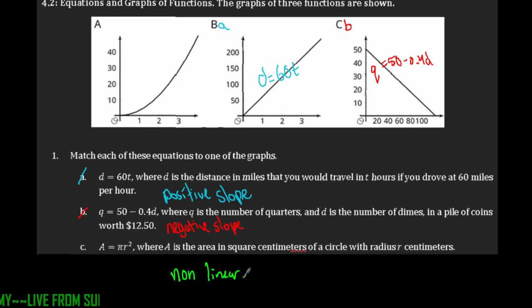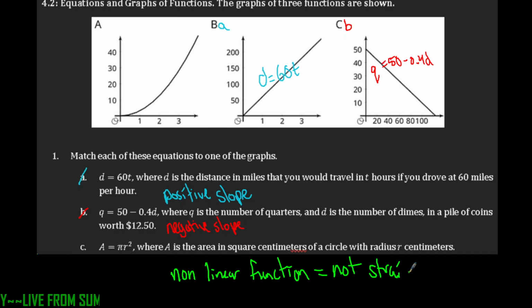However, for the last one, graph A, I can say that's going to be a non-linear function. And I know that because it's not a straight line. As long as it's a straight line, it's going to be a linear function. But for our purposes here, this is going to be area equals pi times the radius squared. Since that independent variable is squared, we're going to have a quadratic-looking shape, or at least it's going to have a curve to it.